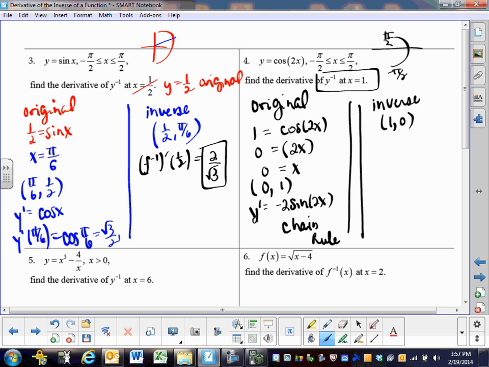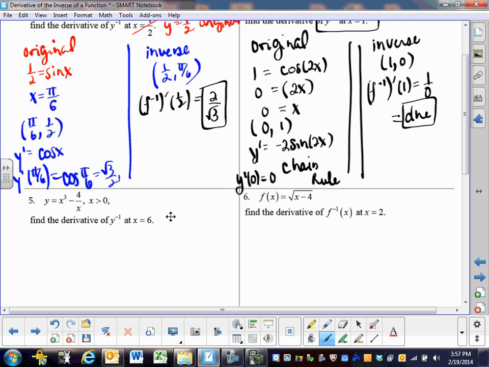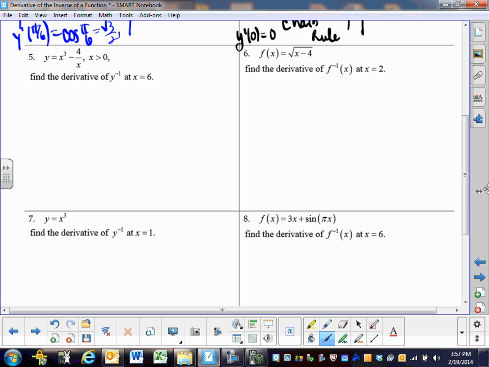Okay, so for the next one, we're finding the derivative of the inverse function at 1, which means the original has 1 equals cosine of 2x. So between negative pi over 2 and pi over 2, we have to know where cosine equals 1. That means that the angle, 2x, has to equal 0, which means x has to be 0. So the original point is x equals 0, y equals 1. The original derivative, due to the chain rule, isn't just negative sine, it's negative 2 sine of 2x. So that has to do with the chain rule.